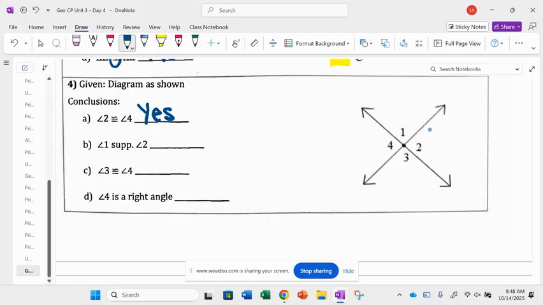Can we say that angle 1 is a supplement to angle 2? Yeah, who remembers, what do supplementary angles add to? Caitlin? 180 or a straight angle. Isn't angle 1 plus angle 2 that full straight angle? So this is a yes. Can we say angle 3 is congruent to angle 4? Could I say that those two are congruent? No. Can I say that angle 4 is a right angle? Did it give me anything to come to that conclusion? No. So this is again a no.